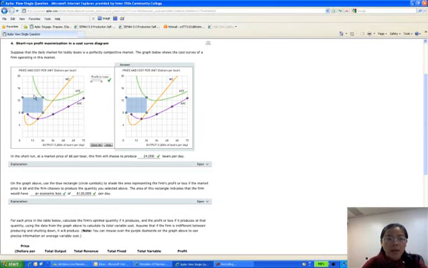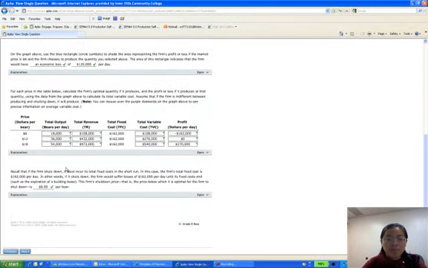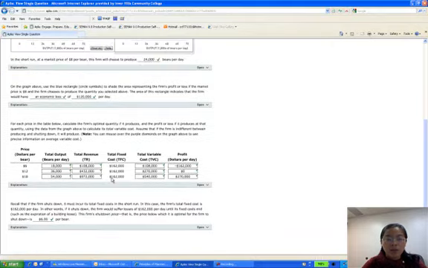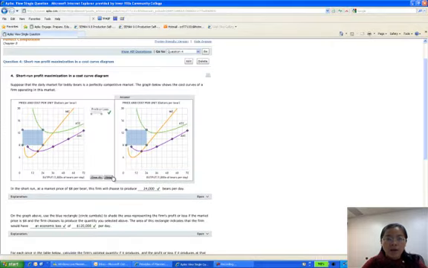Of course, if the market price is above the ATC, let's say $16 or $18, the company is definitely making an economic profit. So this is the rule the company will follow when choosing to shut down or keep producing in the short run.